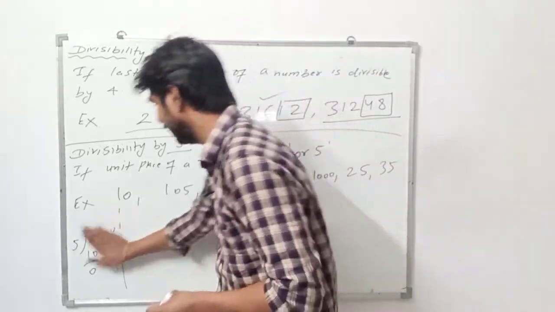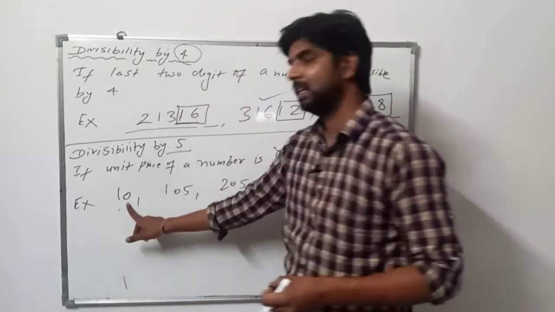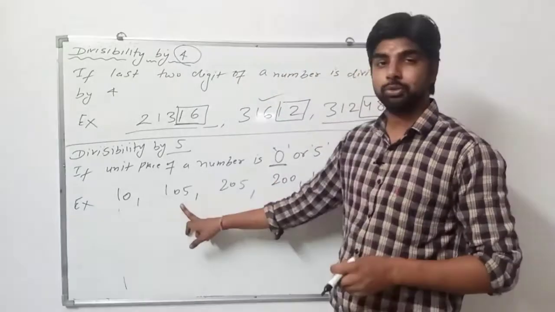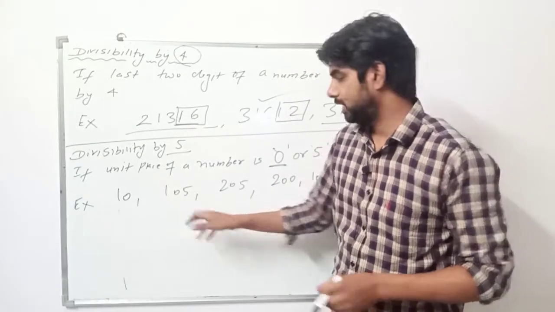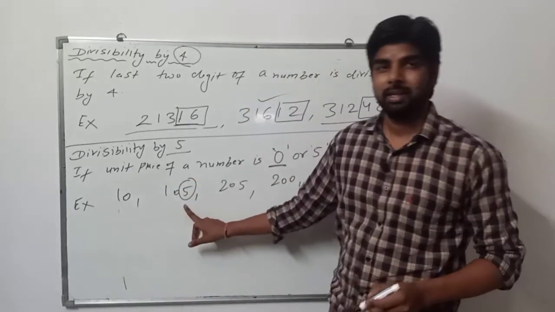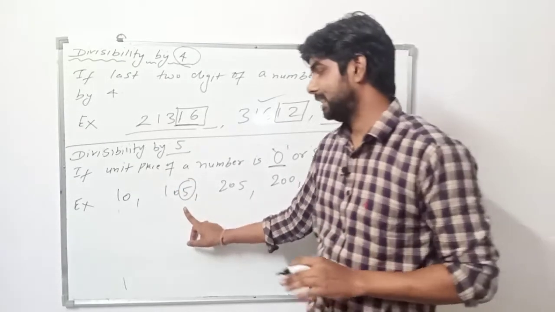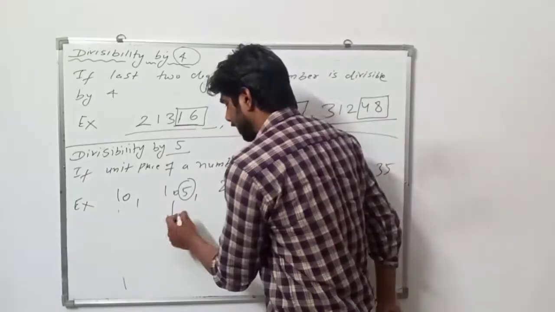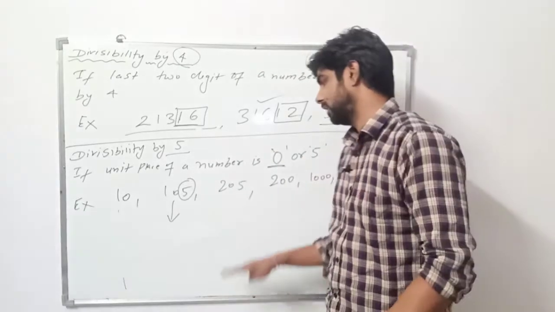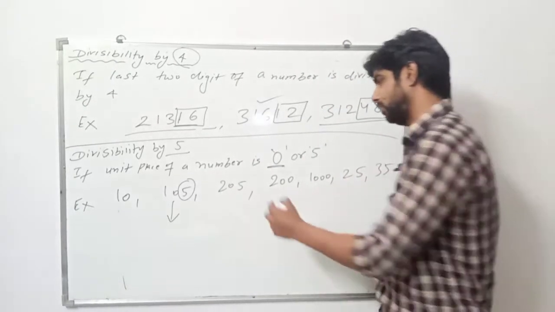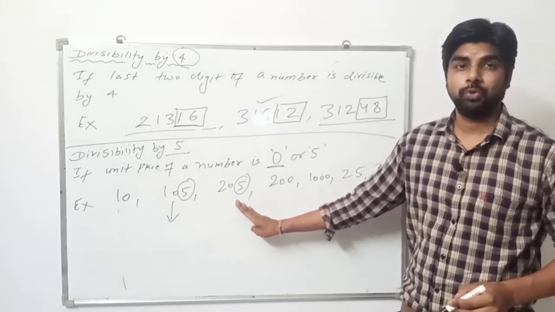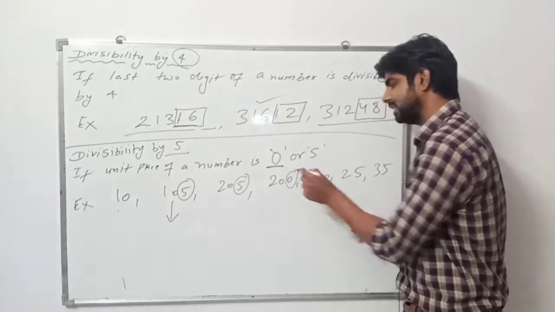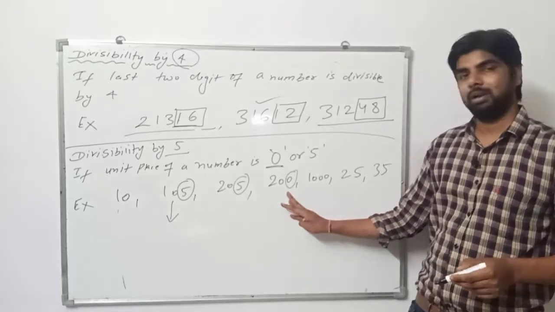But we don't have to do it like this. We only have to see the unit digit. If the unit digit is 0, that means it is fully divisible by 5. Again, in the next number, check the unit digit. The unit digit is 5. If the unit digit is 5 or 0, we can say that it is fully divisible by 5. So here the unit digit is 5, that means 105 is also divisible by 5. Here it is 205, the unit digit is 5, so 205 is also divisible by 5. Here it is 200, the unit place is 0, so it is also fully divisible by 5.